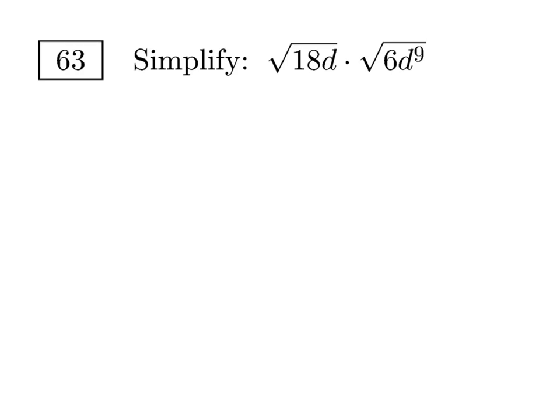Alright, for radicals here, I'm multiplying radicals. And when you multiply radicals, you multiply everything that's inside of the radicals. So 18 times 6 is what? 108. And d to the first times d to the ninth is d to the 10th. And it's all in the square root. Okay, so what's going to happen now? I have the square root of 108.